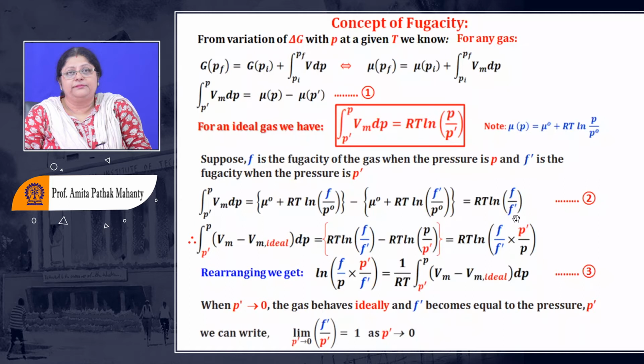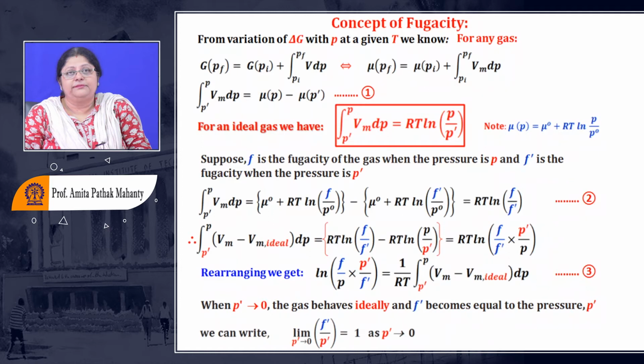Now, if I want to see what is the difference between the molar volume of a real gas and the molar volume of the ideal gas, then I take the difference of the two volumes. One is real, one is ideal, over the same range of temperature and pressure. At a given temperature, over the same range of pressure, P prime to P, then what do I write? From this, for real, I got this one. For the ideal, I get this one, for the same change from P prime to P. So if I substitute the volumes for real and ideal, I get something like this.